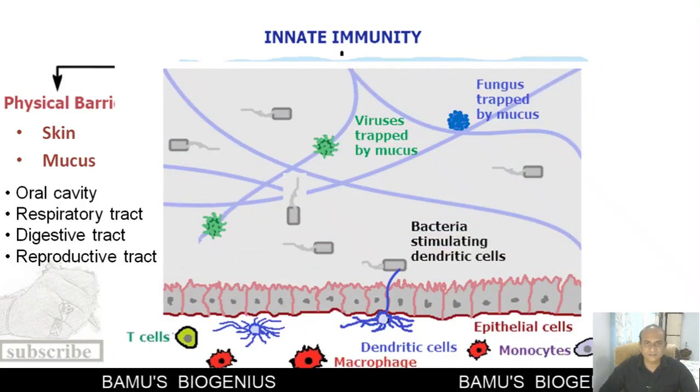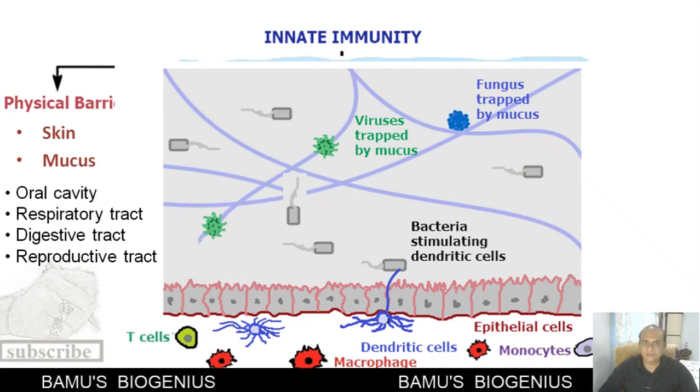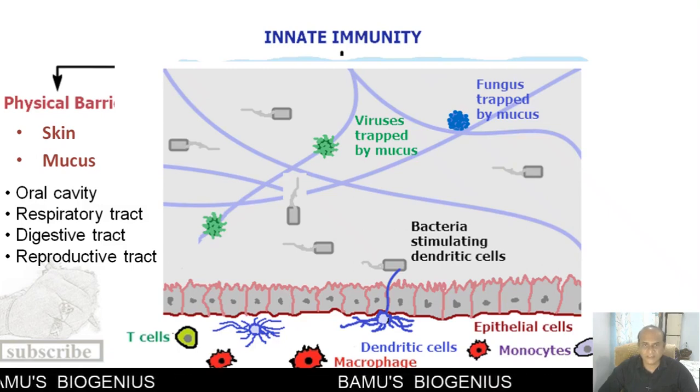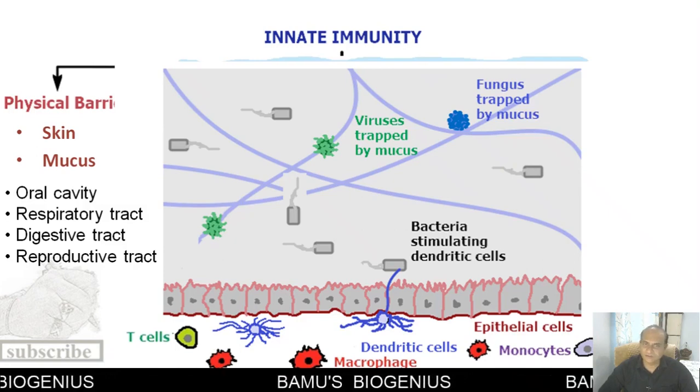Here, the viruses and fungi are trapped in the mucin fibers of the mucus. So this is how these pathogens are kept away from the epithelial linings of our body.